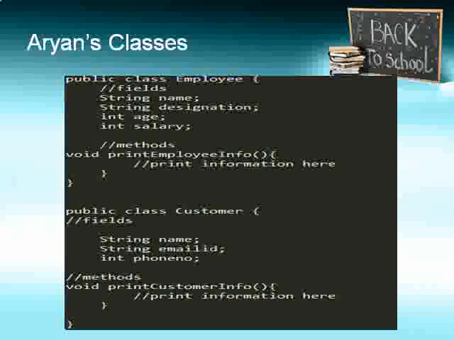Here are the final employee and customer classes. Look at the employee class. What are the fields? Fields are nothing but the characteristics which we identified. Name, designation, age, salary. Look at the methods. Print employee information. This was the behavior which we identified. Same applies to the customer class.